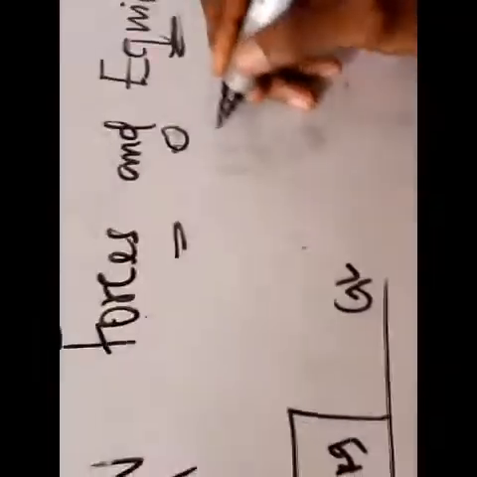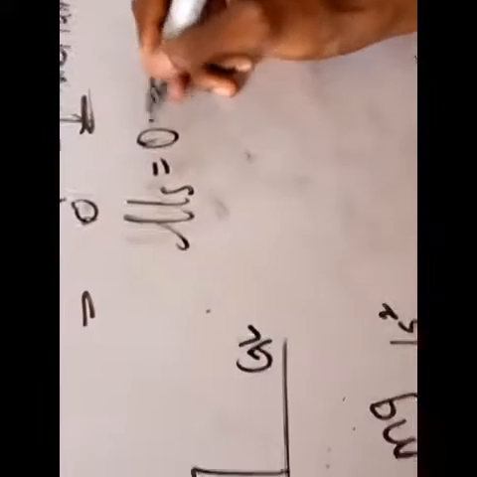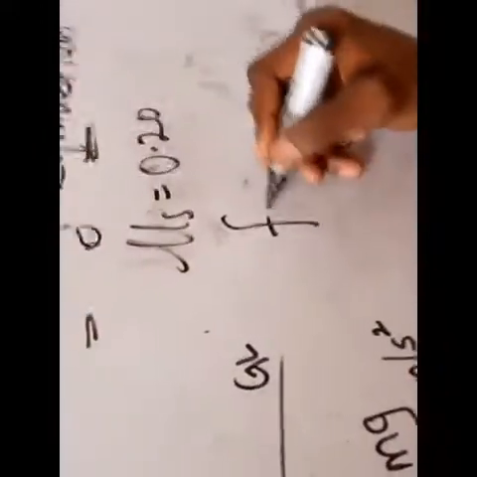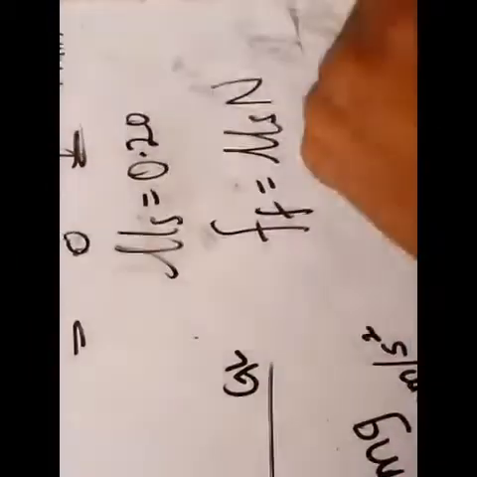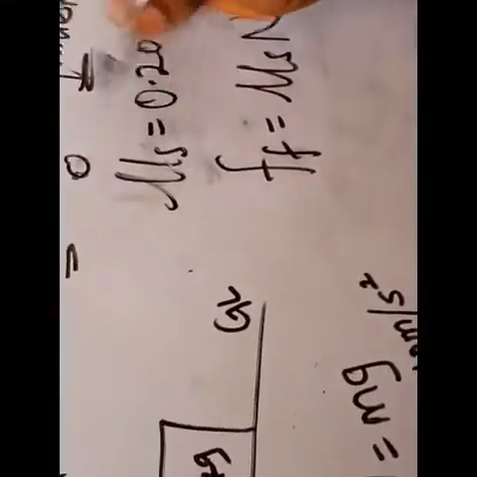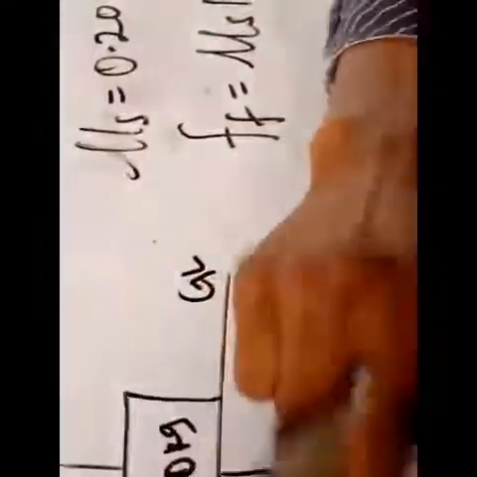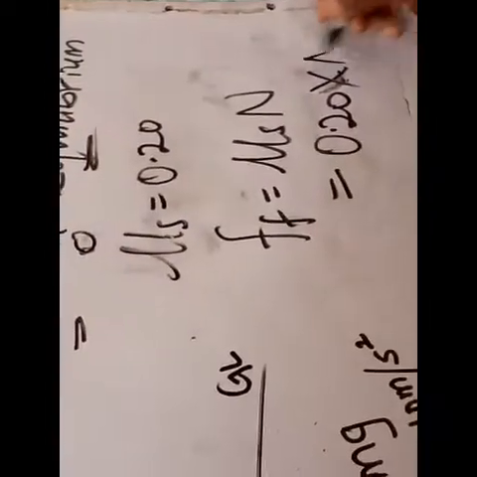So, pertaining to this question, you'll be given your coefficient of static friction, which you have here as 0.20. Force is equal to your coefficient of static friction multiplied by your normal reaction. So in this particular question, if you are given your coefficient of static friction and asked to find your frictional force, using this formula you have 0.20 multiplied by your normal reaction.